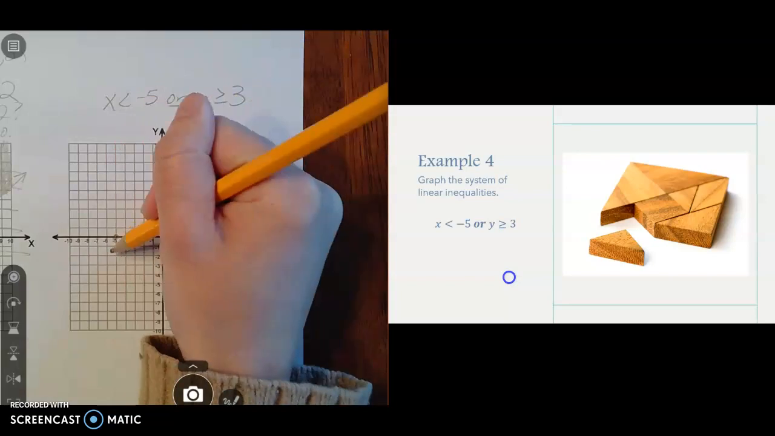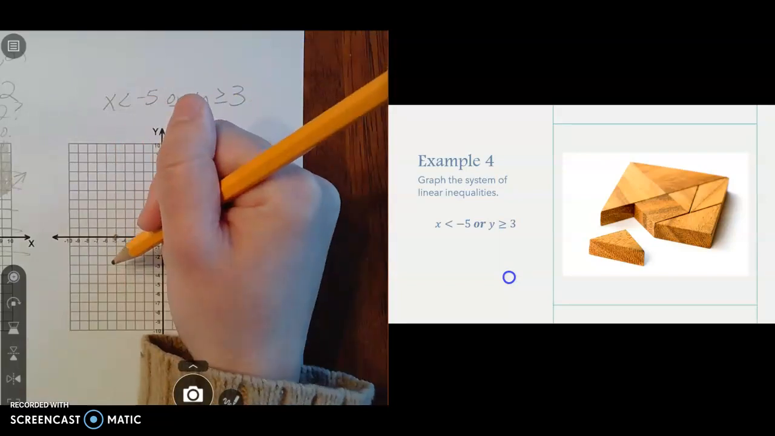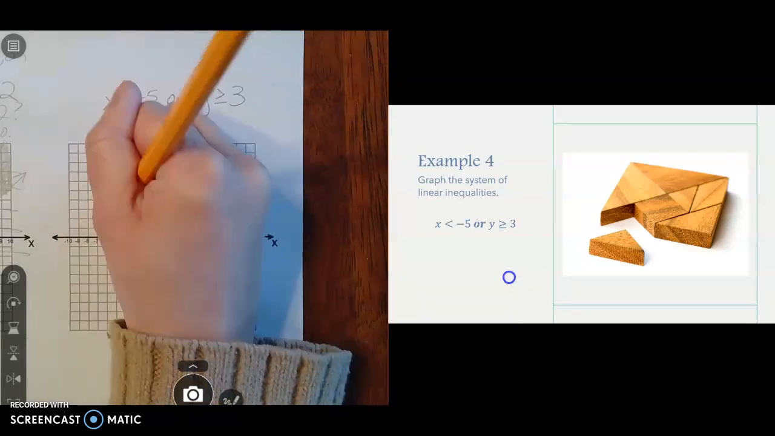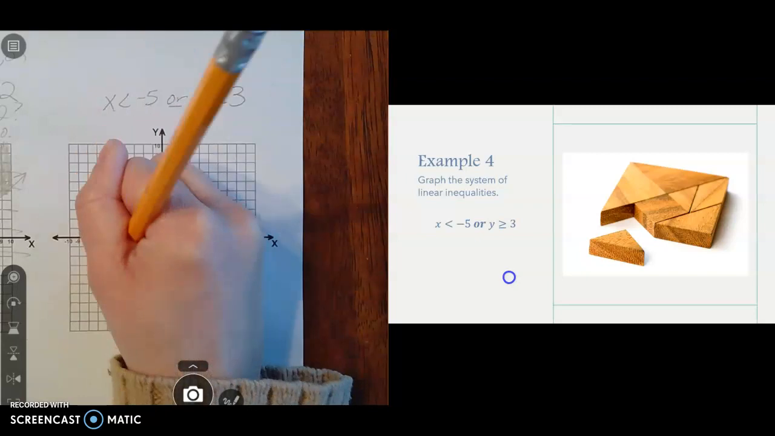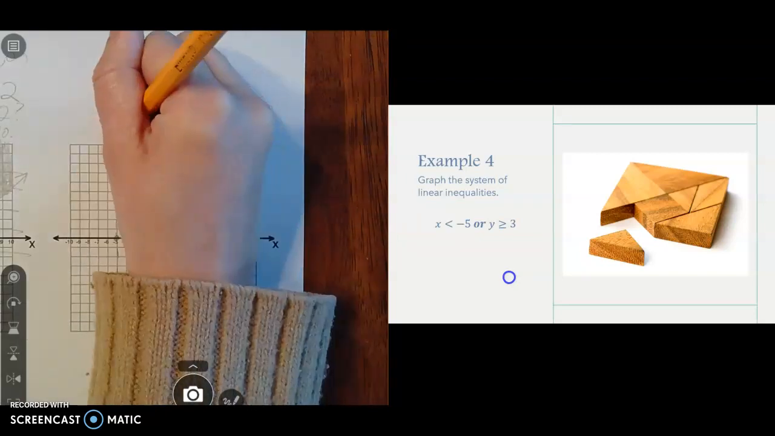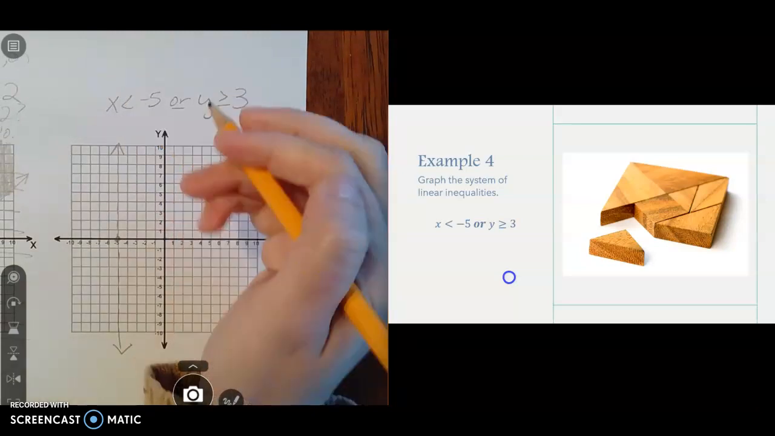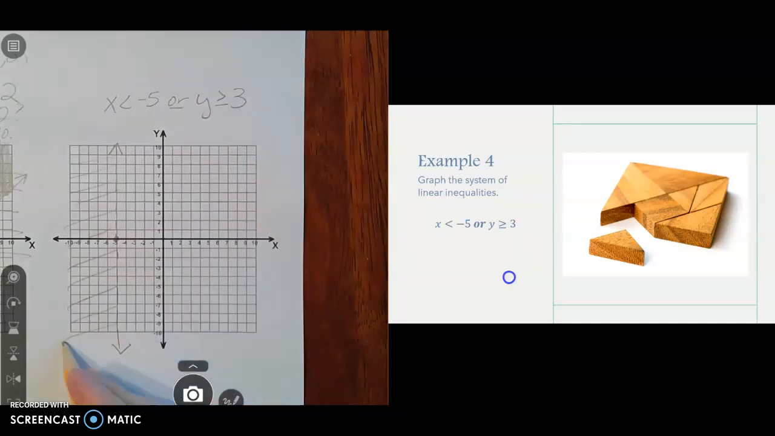So let's see, do I use a dashed line or a solid line? Since it's just less than, I'm going to use a dashed line. So I'll use a dashed line right here, going through -5 as a vertical line. X is less than -5, so I'm going to be shading to the left. Okay? So this part over here is going to be shaded.